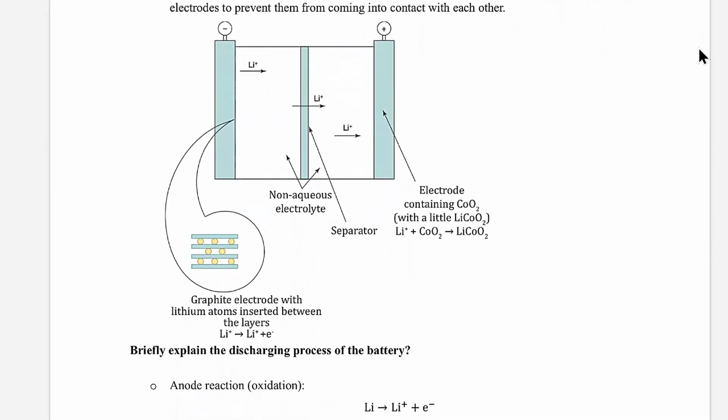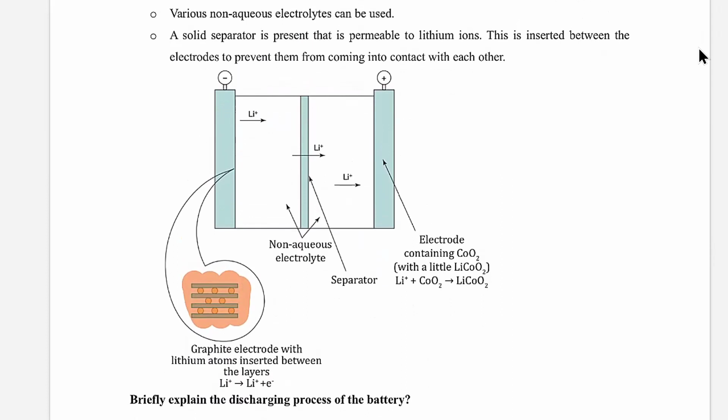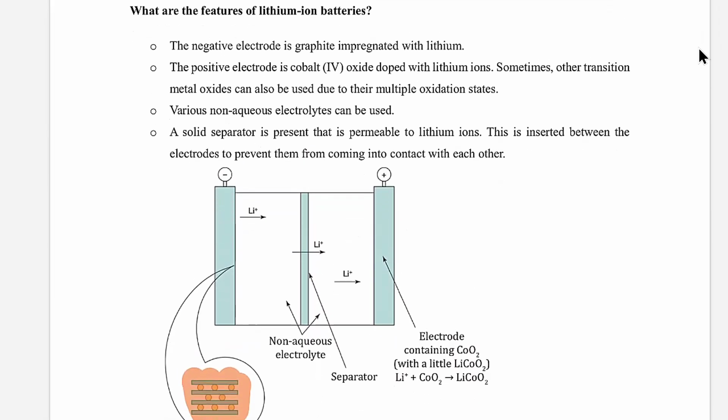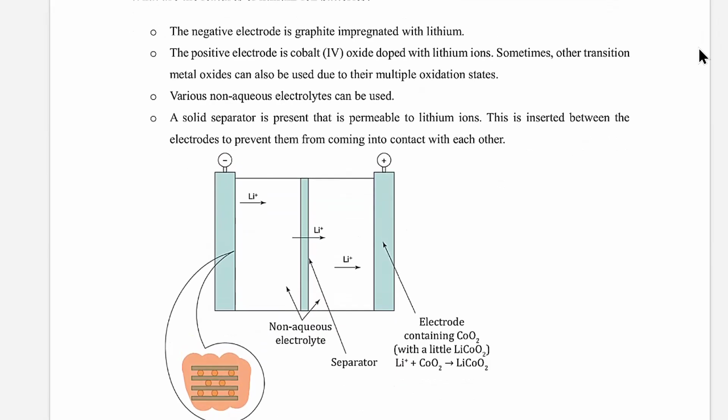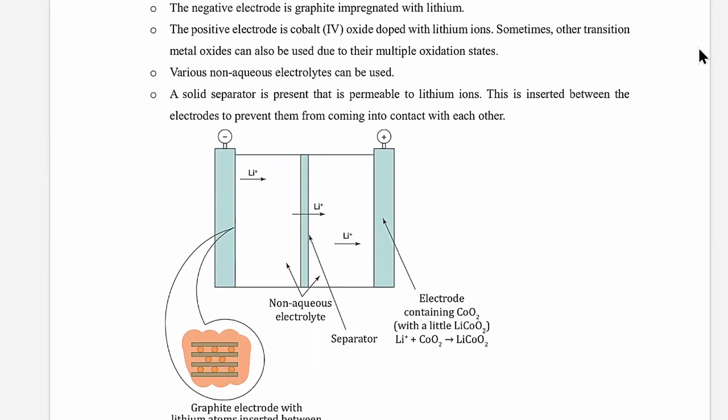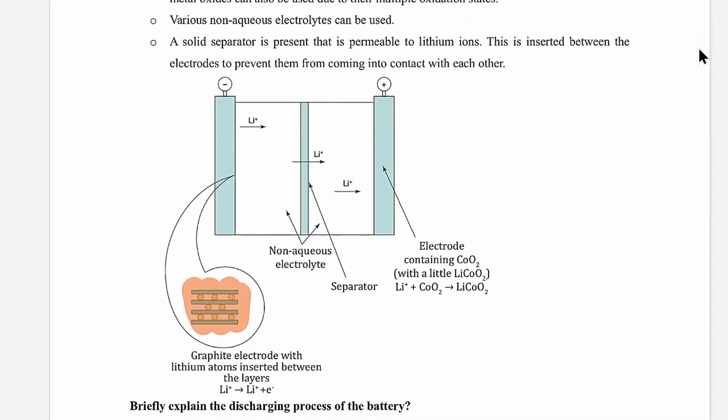It's like this, it is here, it is here. That's the structure. So that's how the electrode is made, the graphite electrode with lithium. Okay, go for it. The positive electrode is cobalt oxide. So the positive one is cobalt oxide.